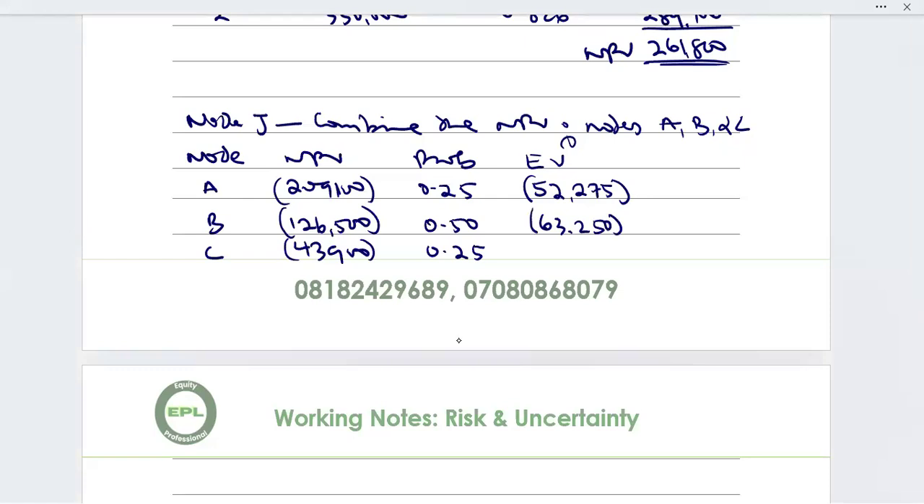Then 43,900 multiplied by 0.25 is 10,975, negative. Add it up: plus 63,250 plus 52,275 equals negative 126,500. Here is 126,500 negative. Then I'll move to node K.